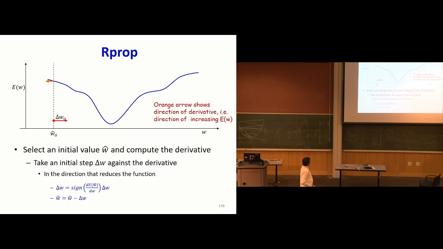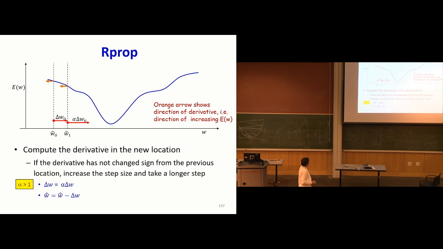And this actually works very nicely. So here's what we do. This is going to be done independently for every direction. You'd select an initial w, you compute the derivative, and if you find that walking against the derivative has reduced the error, then you continue, you compute the derivative in the new location. If the derivative has not changed sign, it means that if you continue in the same direction, the error is going to continue decreasing. So now you take a longer step. The step size is multiplied by some factor alpha, where alpha is greater than 1. And if after going there, you find that the error is still decreasing, which is to say the sign of the derivative has not changed, then you take an even longer step. So now you're going to be alpha squared times the initial step size.